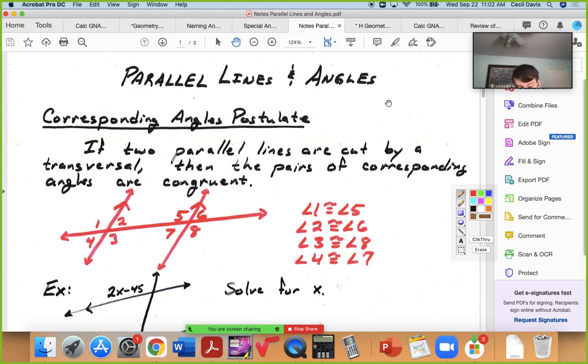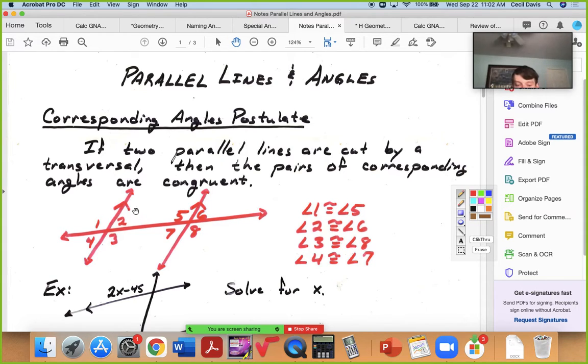Yes, sir? What's a postulate? A postulate is a statement that you can show is true by examples, but it's really hard to prove that it's true. So it's like a theory. Kind of. Okay? So if two parallel lines are cut by a transversal, then the pairs of corresponding angles are going to be congruent, just like we found in our little experiment. Okay? So in this diagram, any pair of corresponding angles are going to be congruent.